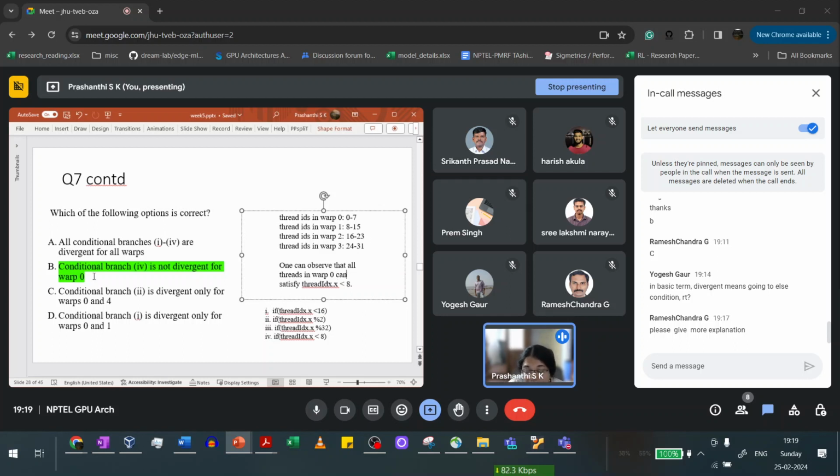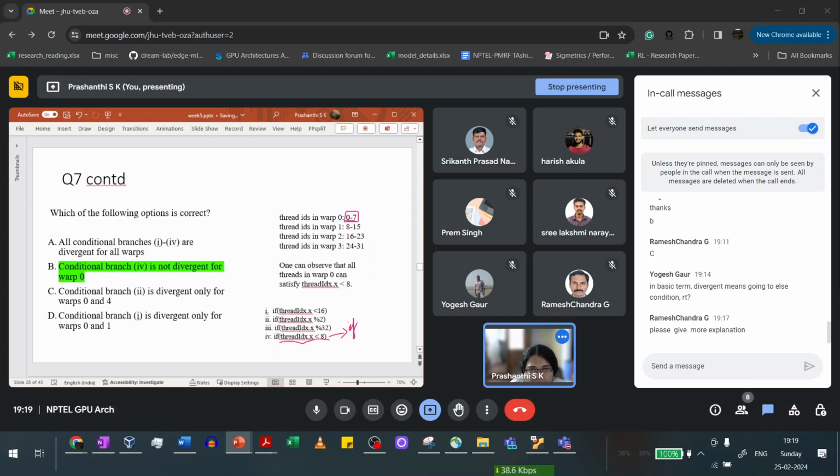So let's again go to option B, where we are talking about conditional branch 4. It says if threadIdx.x less than 8. This is the condition that you have. Let's start with warp 0. Is 0 less than 8? Yes. Is 1 less than 8? Yes. You evaluate this for all threads 0 to 7, and all of them are less than 8. So all of them fall under the yes or true part, the if part of the condition.